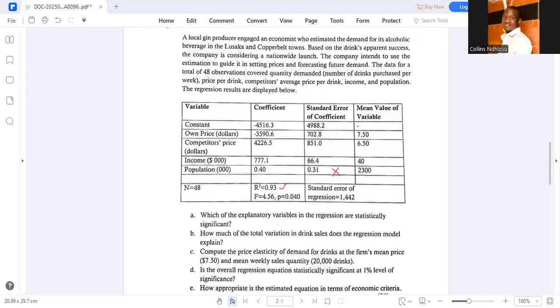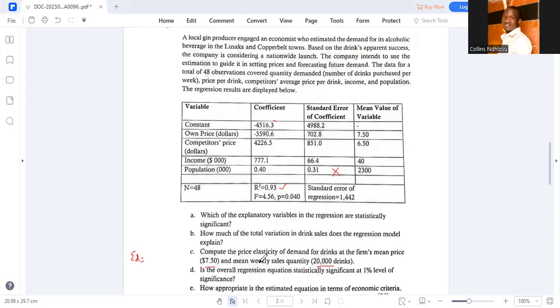Yes, then the next part is asking us to compute the price elasticity of demand for drinks at the firm's mean price, which is what? 7.5, and the weekly quantity is what? 2000. Remember, elasticity of demand we said is what? The coefficient times the actual price over the quantity. So to calculate that, we take the coefficient, the actual price over quantity. What is the coefficient there?